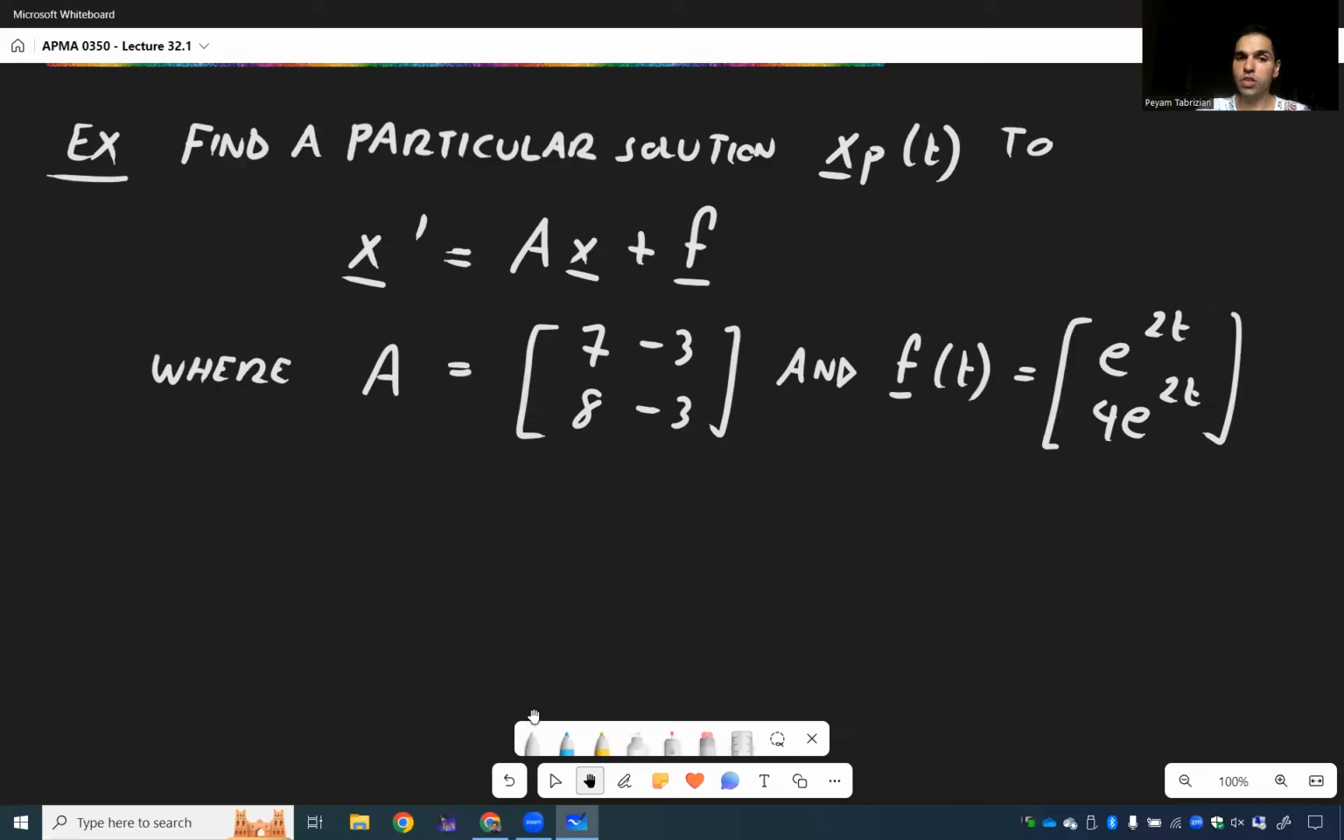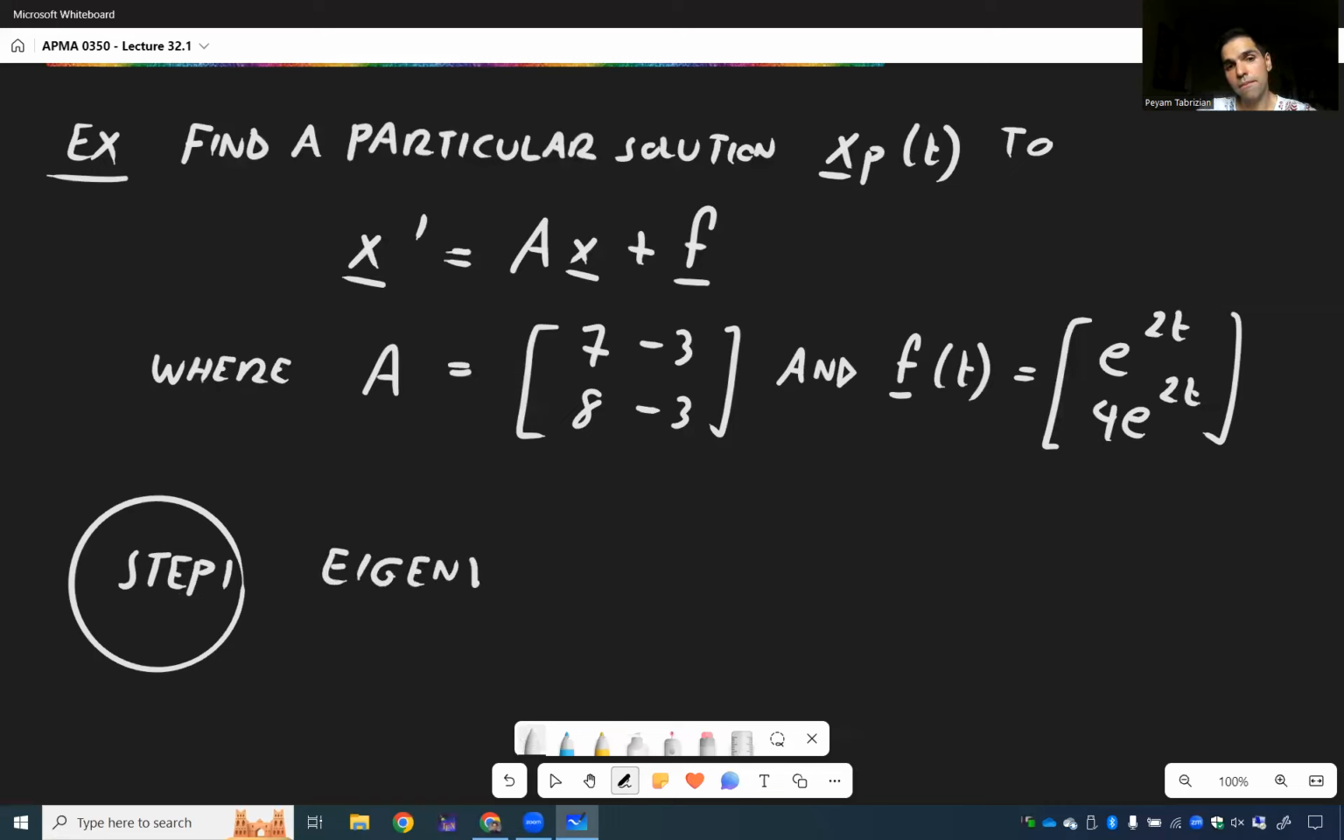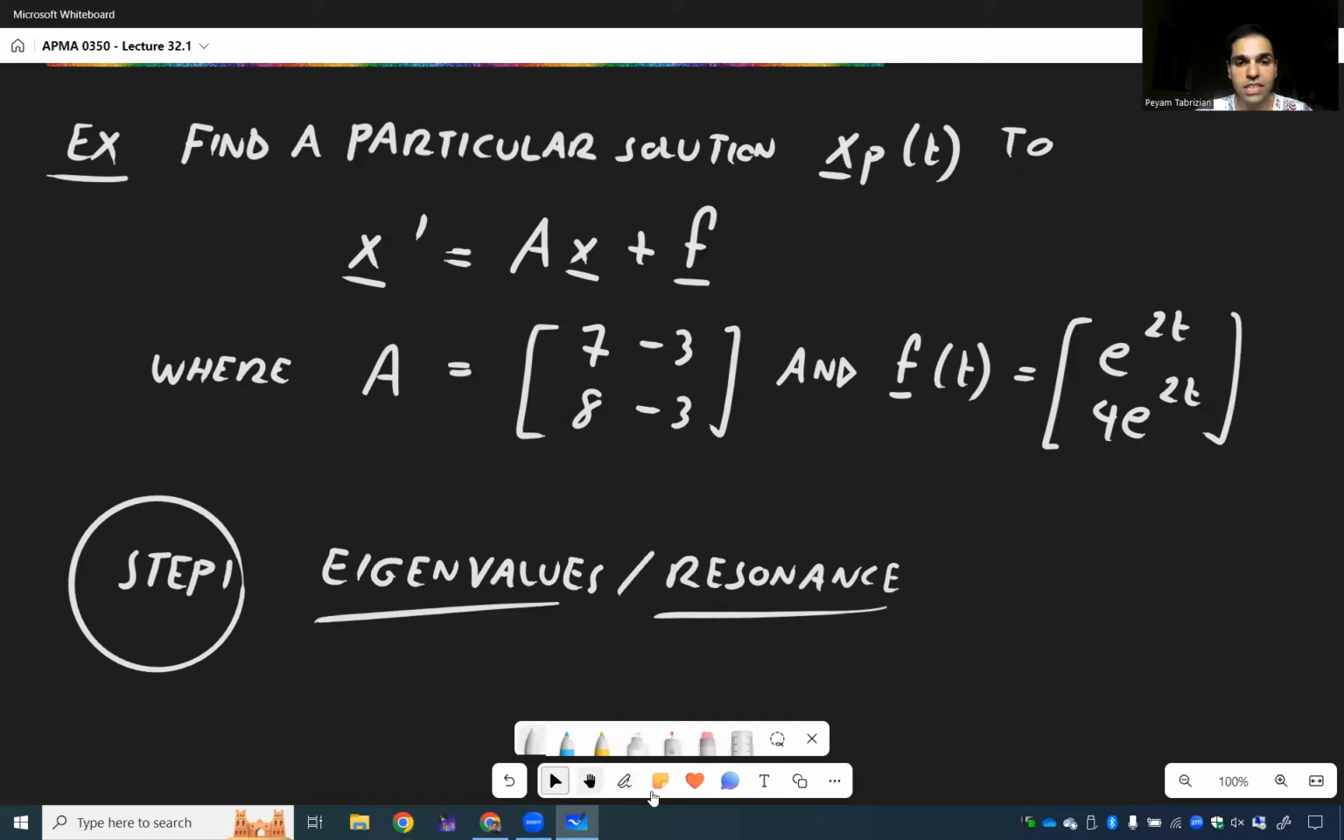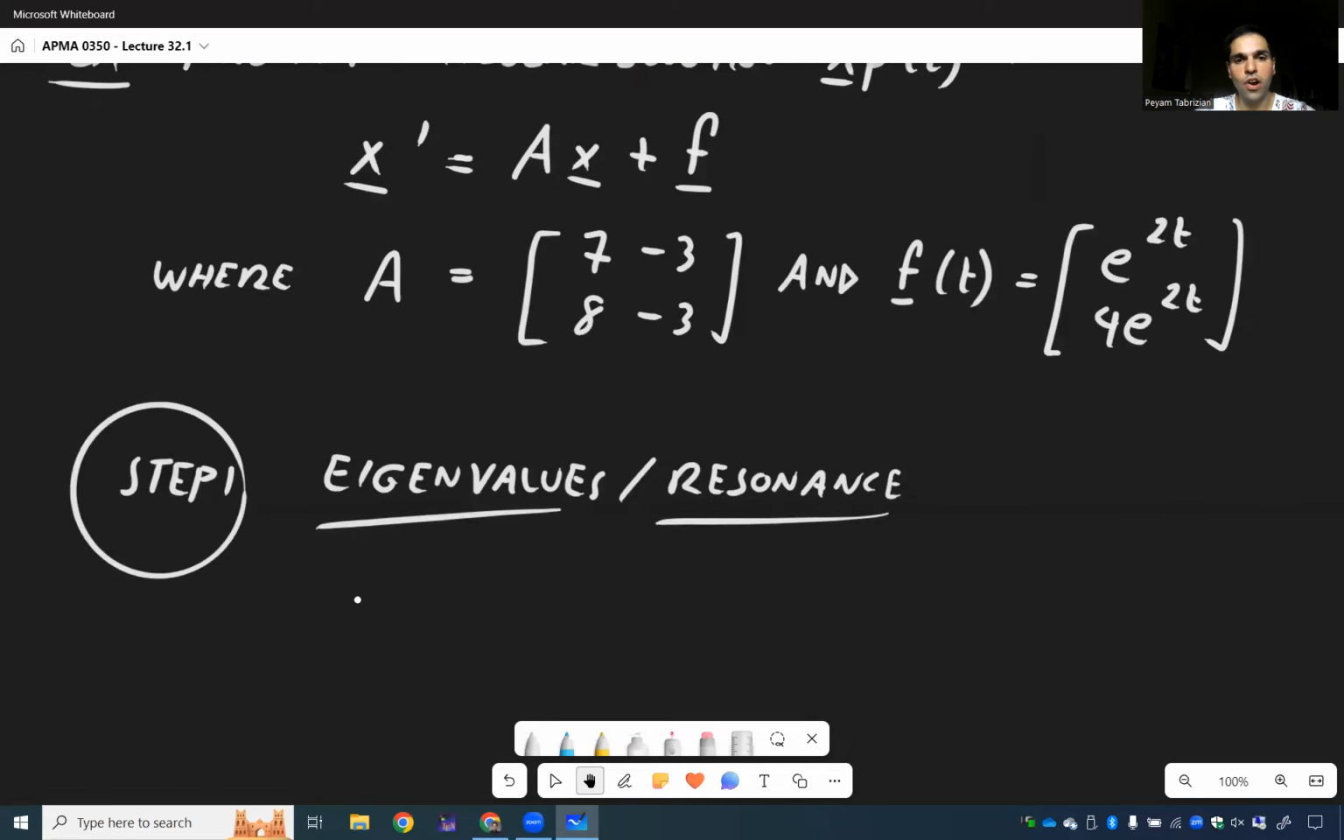If you remember undetermined coefficients, the first thing was to check for resonance. And the way we do it here is by looking at the eigenvalues, because they play the role of roots of the auxiliary equation in this case. And you can check the notes. So in this case, it turns out the eigenvalues are lambda equals 1 and lambda equals 3.